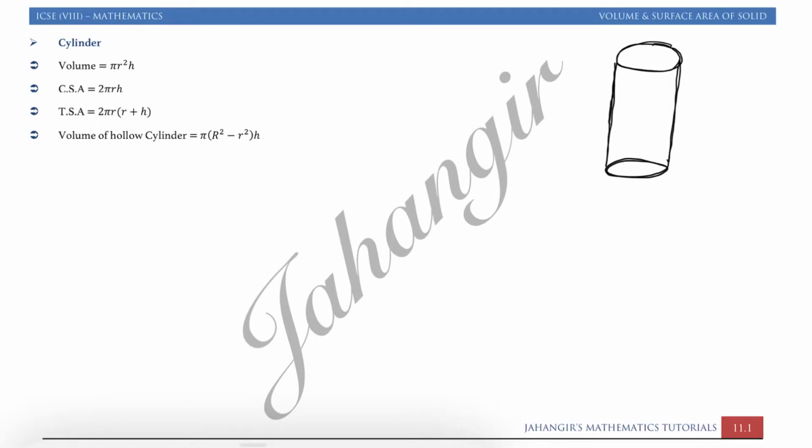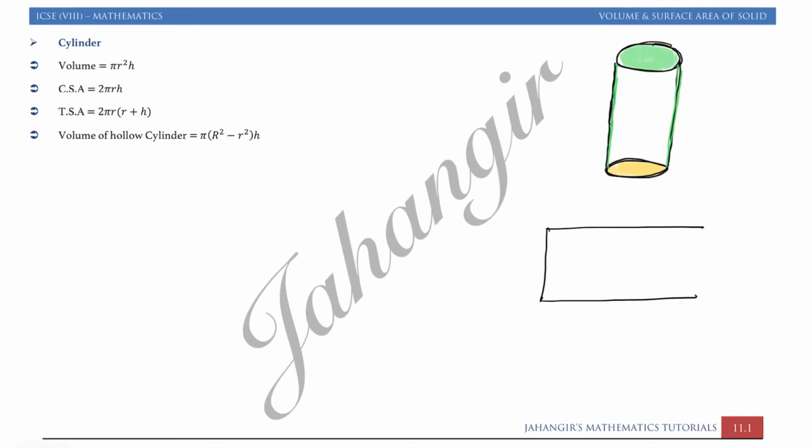If you go through this, this is the base, which is in the circle shape. The top is also in the circle shape. So that is why we call it a right circular cylinder. And the side surface is the wall of the vessel.